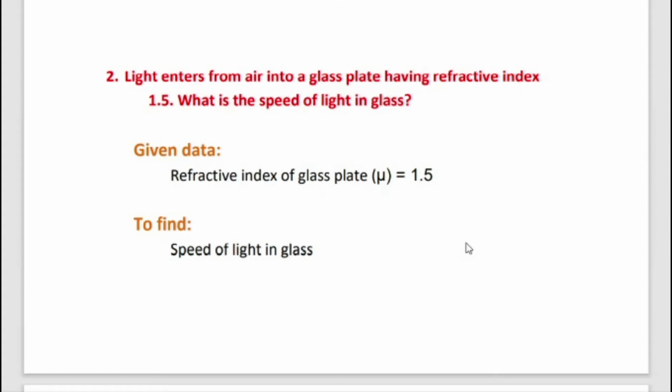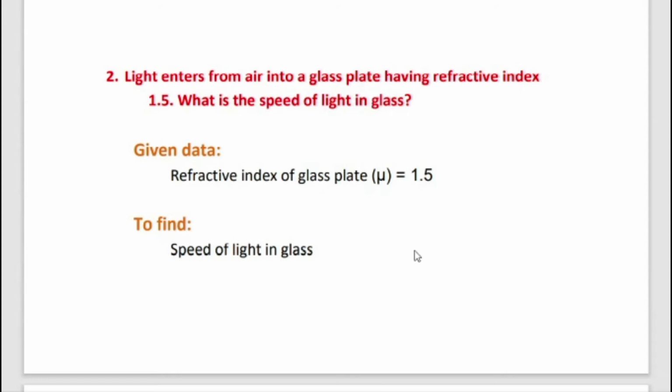This constant is called the refractive index of the second medium with respect to the first medium. Refractive index is represented by the Greek letter mu. It has no unit. The refractive index of a medium is also defined in terms of the speed of light in different media. So refractive index mu is equal to the speed of light in vacuum or air divided by the speed of light in the medium.